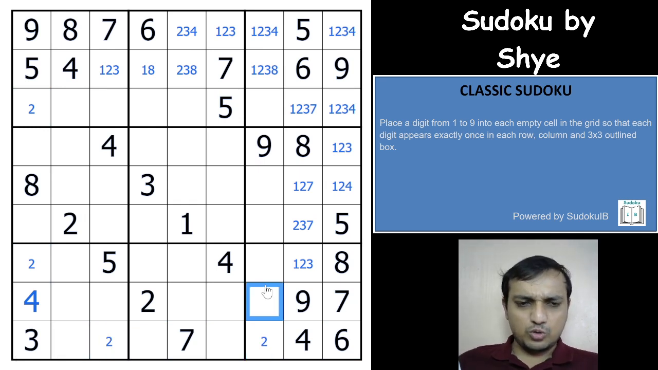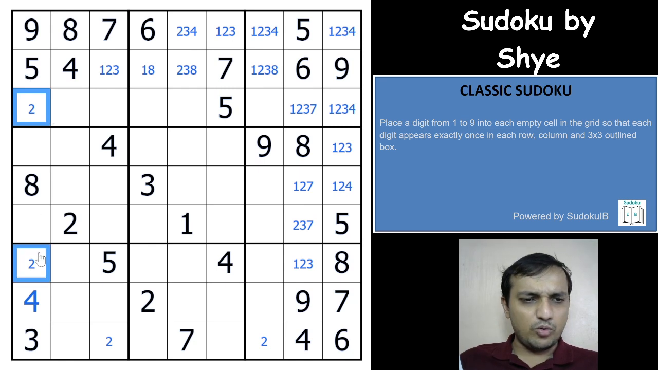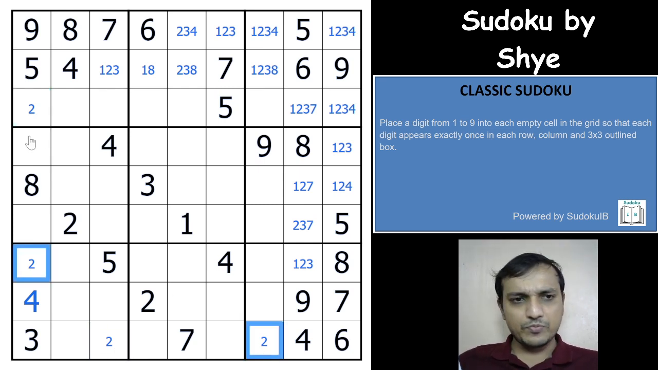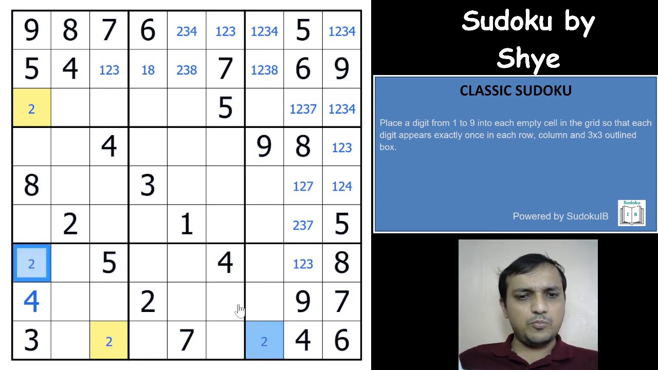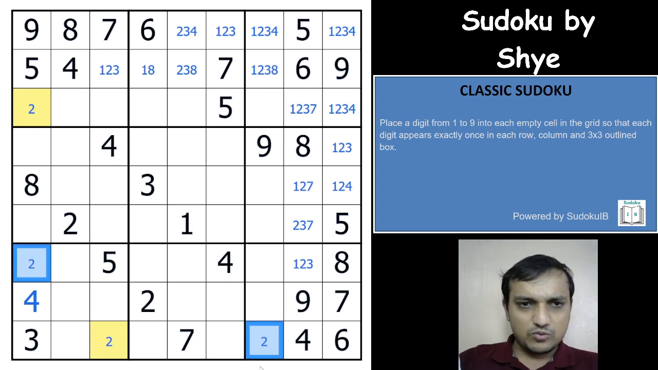So there was a two-string kite technique here that I found, which means something of A and B sort. So if this is A, this is B, this is A, this is B, then either both the A's would be true or both the B's would have to be true, right? So if this is yellow and this is blue, then either the blue cells would have to be 2 or the yellow cells would have to be 2.